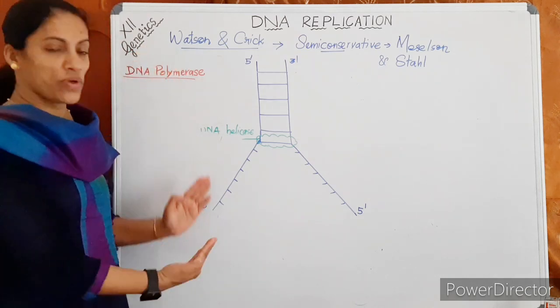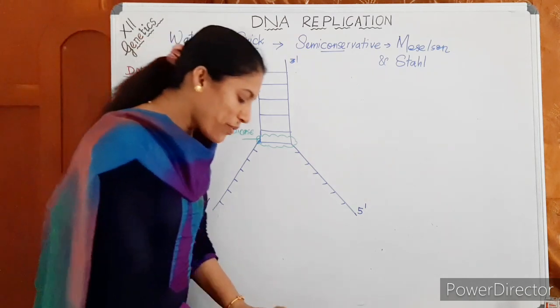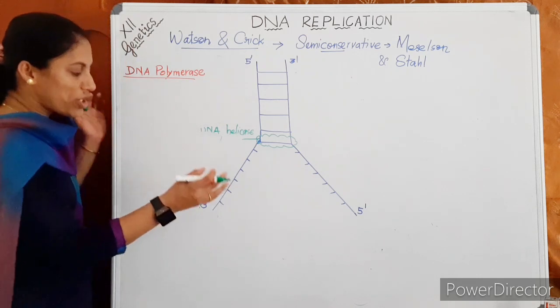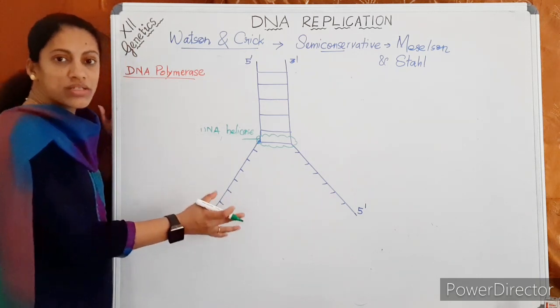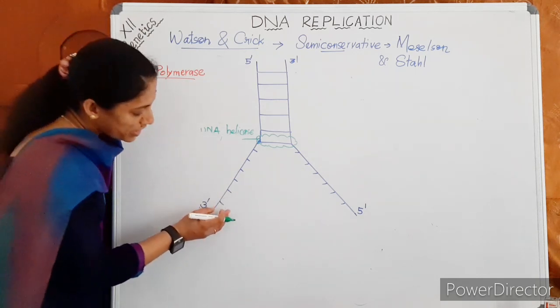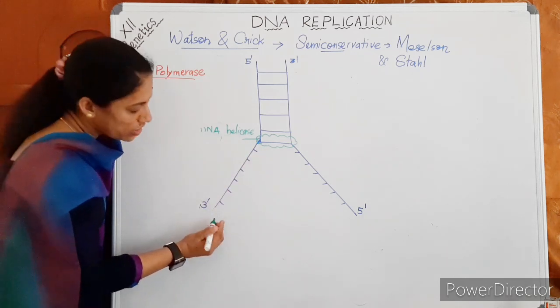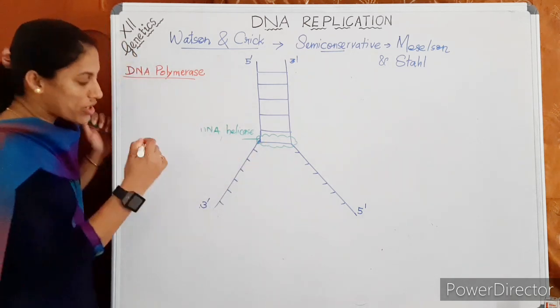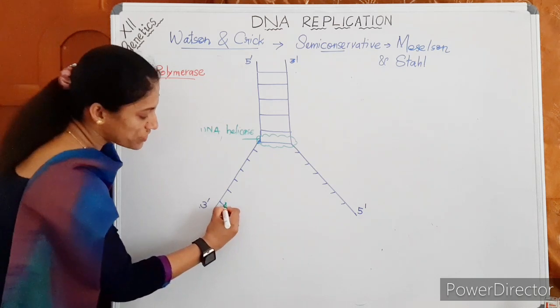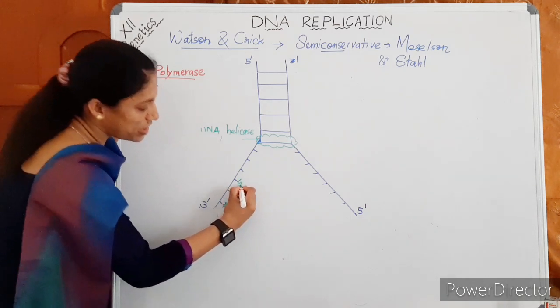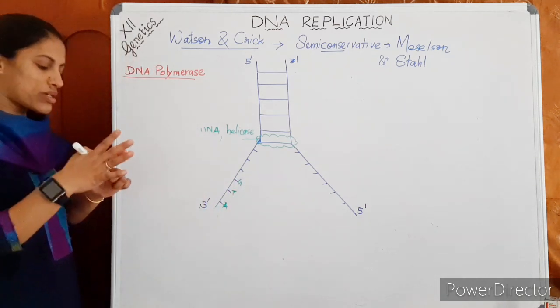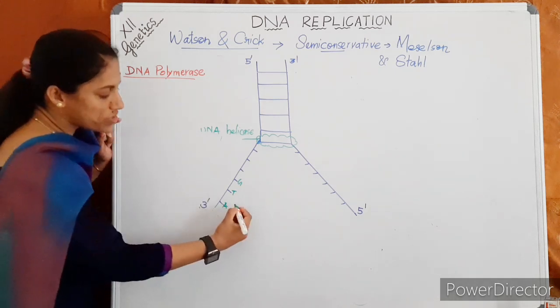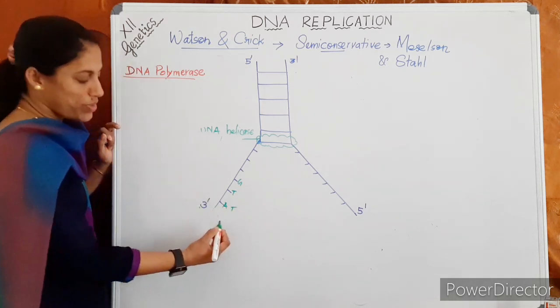Then come to the process. The DNA polymerase enzyme cannot begin the polymerization. It cannot start. Polymerization means here the new strand should be built, the opposite strand should be built. Suppose here it's adenine, here thymine, here guanine. In order to build a new strand, what should be done? Opposite to adenine, a thymine nucleotide should be brought.